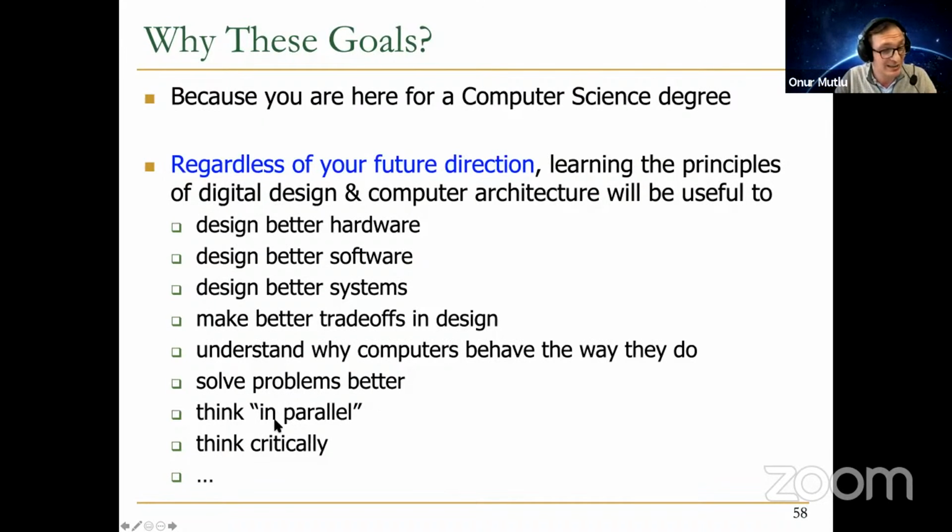You can think in parallel. In fact, hardware is inherently parallel. You will figure that out in the Verilog assignments you will do. It's very different from the programs you have written in the past, unless you've done parallel programming.